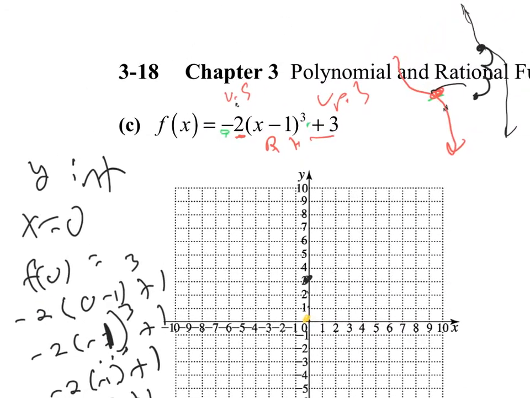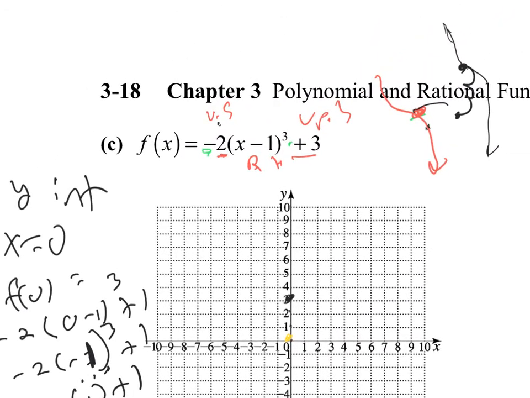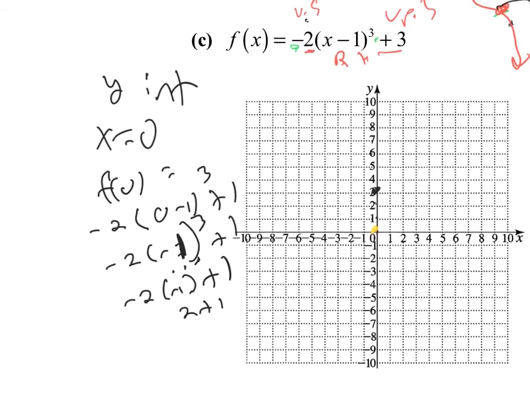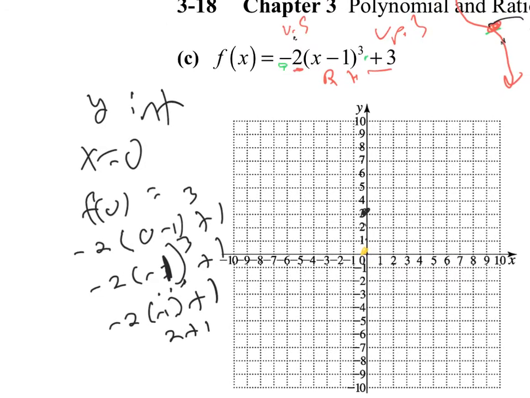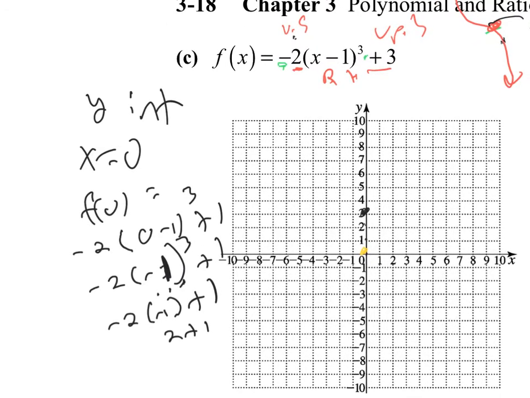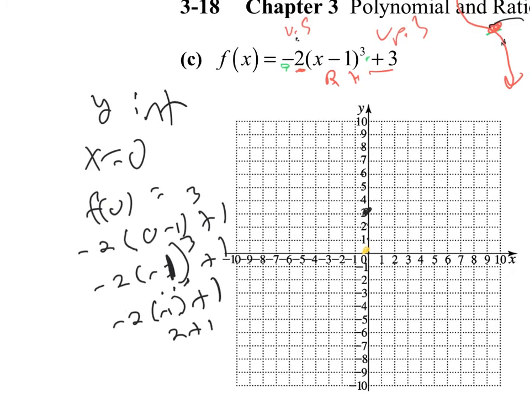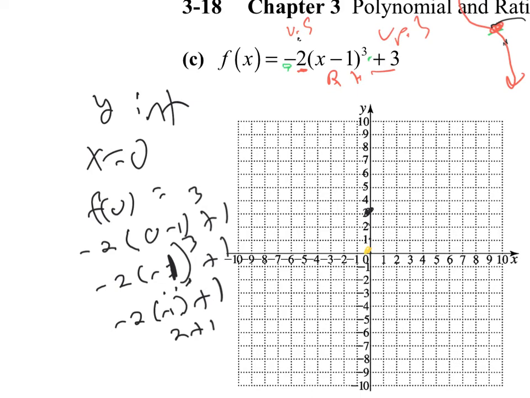I didn't get it to move. And did I do the math right? I did 0 minus 1. I cubed it. That's a negative 1. That's a 2. Oh, no, I did it wrong. Nobody told me. What happened? I see the error. Do you see it?